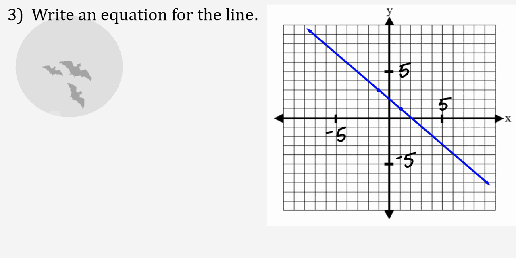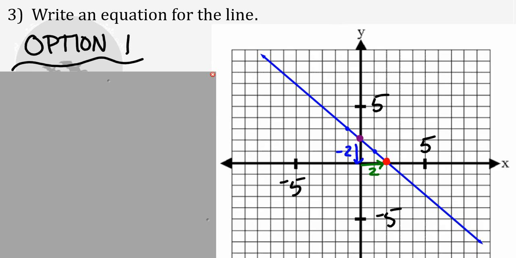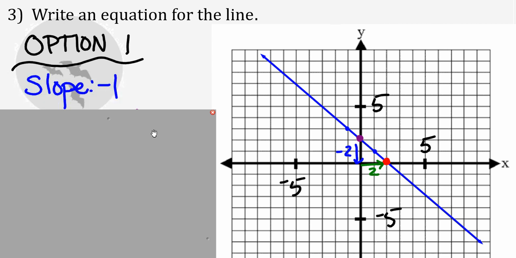Well, what if we gave you a graph? Could you write the equation of the line? So when you have the graph, you want to look to see, can you identify the rate of change and do you know any points given to you? So I can see that the rate of change based on the points I see, the y-intercept and the x-intercept, is going down 2 and to the right 2. So negative 2 over 2 simplifies to a slope of negative 1.